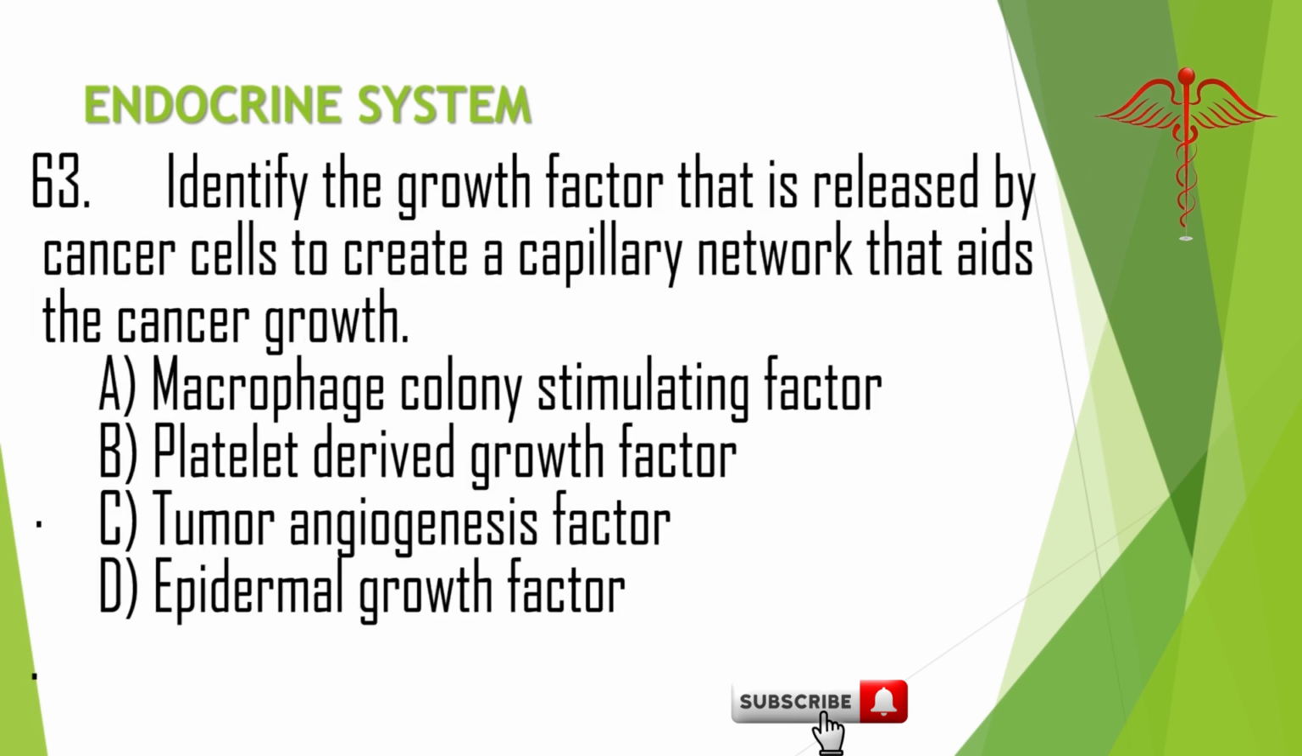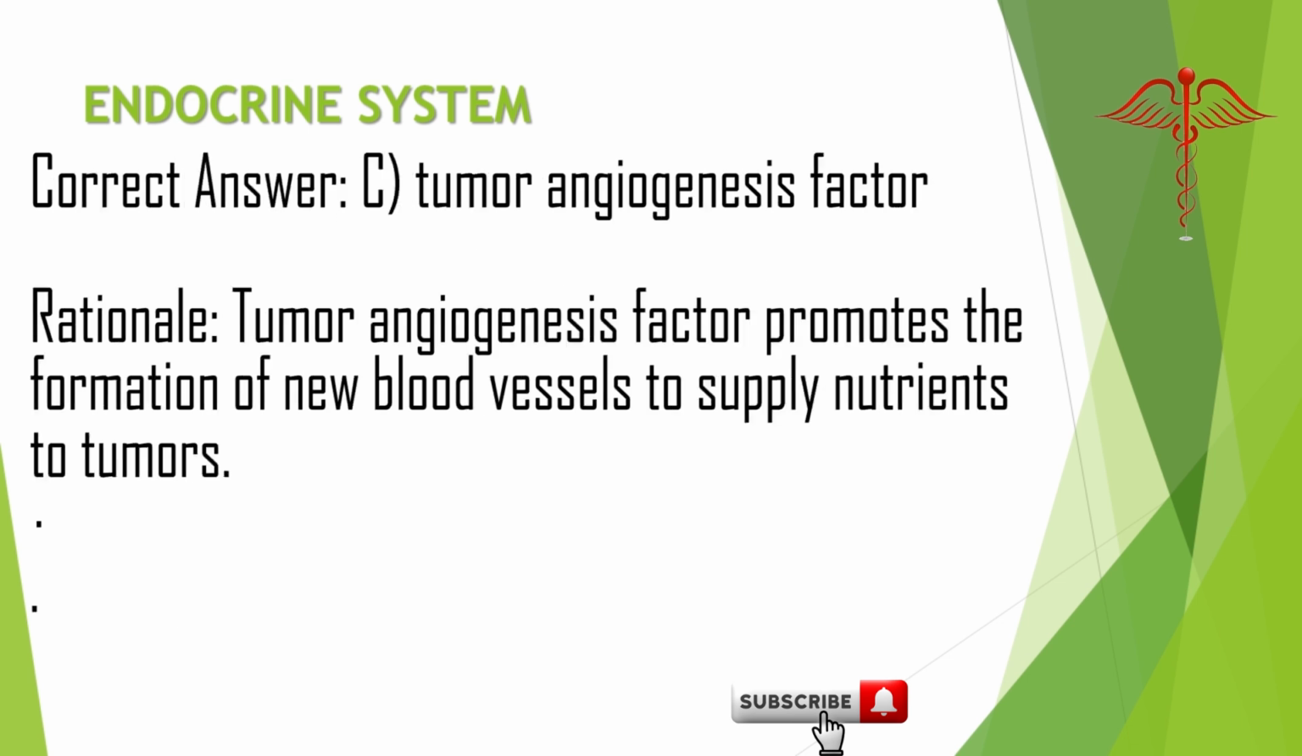63. Identify the growth factor that is released by cancer cells to create a capillary network that aids the cancer growth. A. Macrophage colony stimulating factor. B. Platelet-derived growth factor. C. Tumor angiogenesis factor. D. Epidermal growth factor. Correct answer: C. Tumor angiogenesis factor. Rationale: tumor angiogenesis factor promotes the formation of new blood vessels to supply nutrients to tumors.